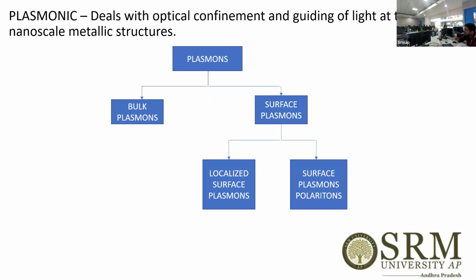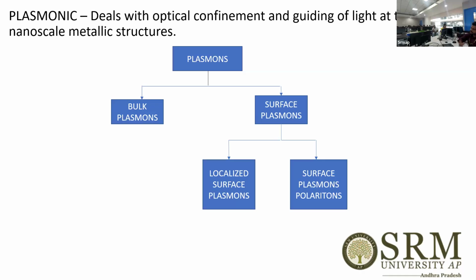It is the free electrons present in the metallic surface. That can be divided into two types: bulk plasmons and surface plasmons. Bulk plasmons originate with the help of a longitudinal wave that propagates along the entire cross-sectional area of the metal. I will not talk much about bulk plasmons right now. My intention is surface plasmons.